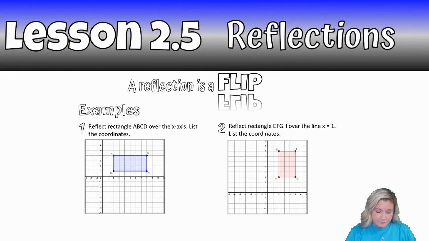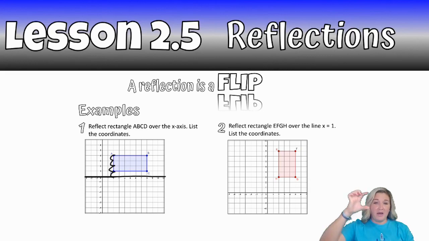So, let's take a look here. We're going to reflect the rectangle ABCD over the x-axis, and then we're going to list the coordinates and look at that because that's going to help us with our rule. So we have point A. To flip over whatever your line of reflection is, so A, we have the x-axis. This is going to be basically my line of reflection. The distance A is from that line will be the distance that it's going to be basically past that line. So A is 4 units above my reflection line.